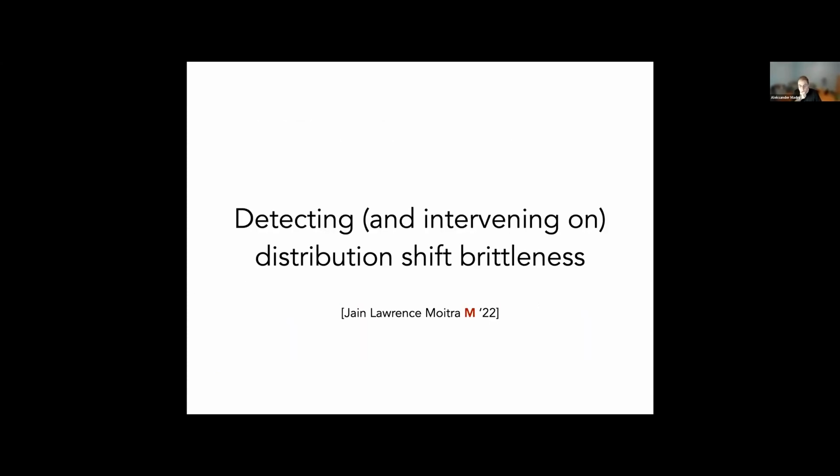So the first work is about a task that I think all of us are wondering about: how to detect and intervene on distribution shift brittleness of our models. As we all know, it is not only that in the face of distribution shift our models make mistakes. The point is that they also make consistent mistakes, because all models make errors, but the trouble starts when, and that's where we talk about distribution shift, these mistakes are consistent.